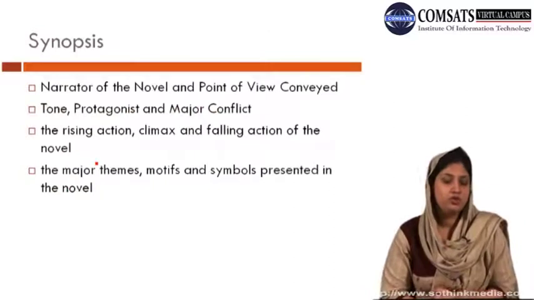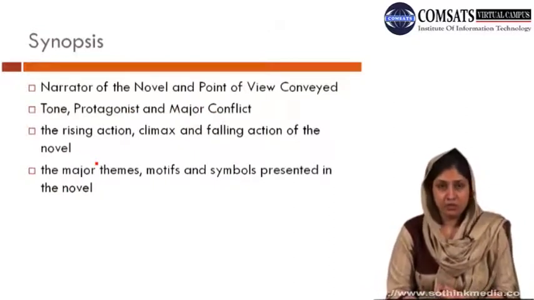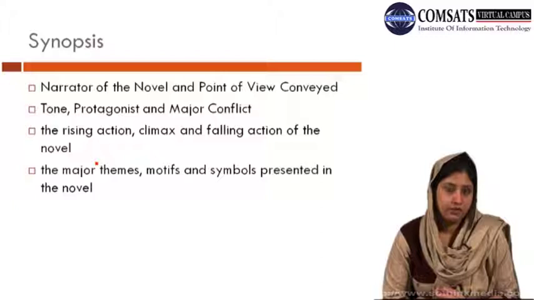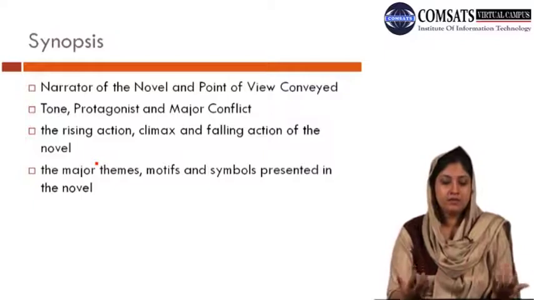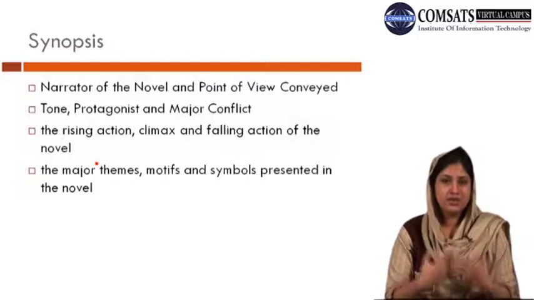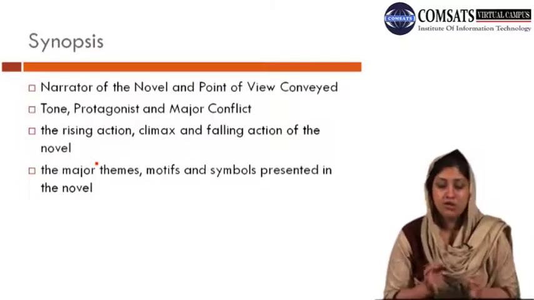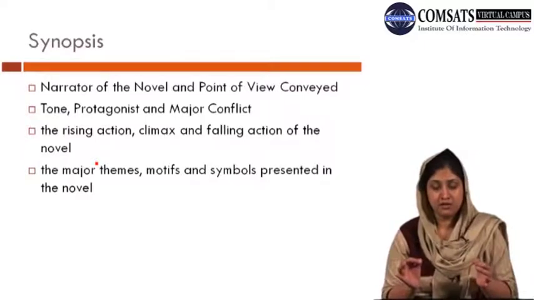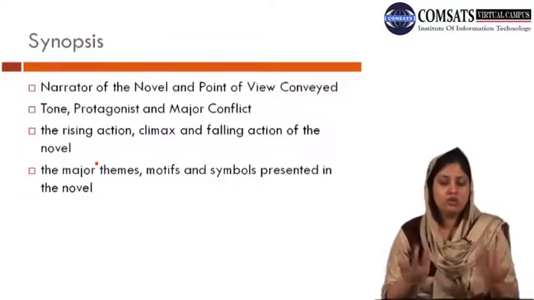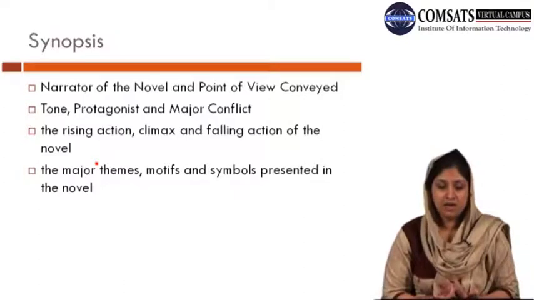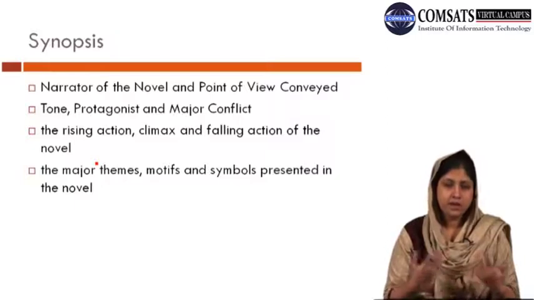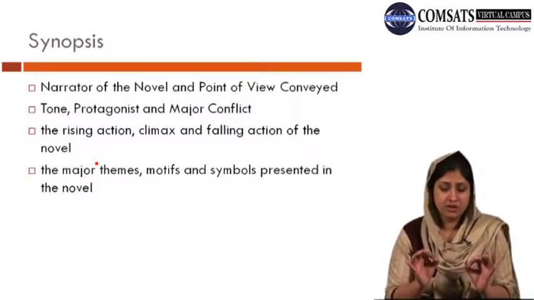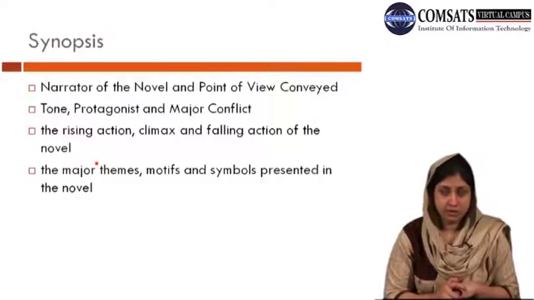So, in today's talk, we will try to cover both of these novels, A Portrait of the Artist as a Young Man by James Joyce and To the Lighthouse by Virginia Woolf. And since it's been a while that you studied A Portrait, I will try to give you a recap by giving you the narrator of the novel and point of view conveyed in that story. What was the tone, protagonist and major conflict of the narrative, and what was the rising action, climax and falling action of the story. And I will also touch upon the major themes, motifs and symbols presented in the novel.